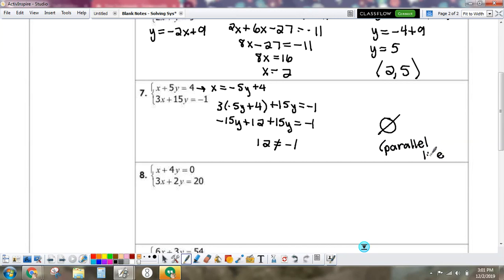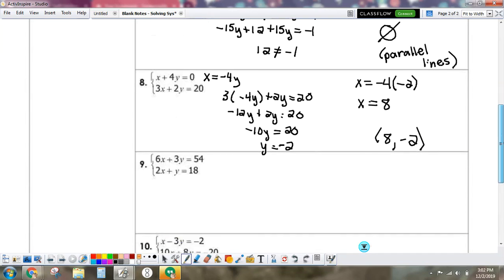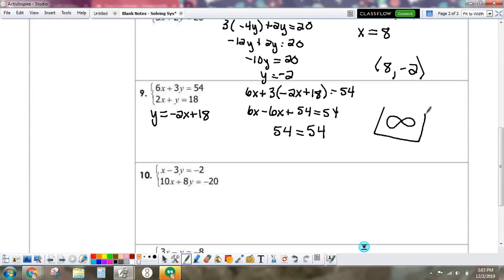Okay, so that means that if you get the same number on both sides with no x or no y value left, that means that they are infinite solutions. Just a heads up. Try 8. 8, -2. Try 9. For number 9, you should have infinite solutions.